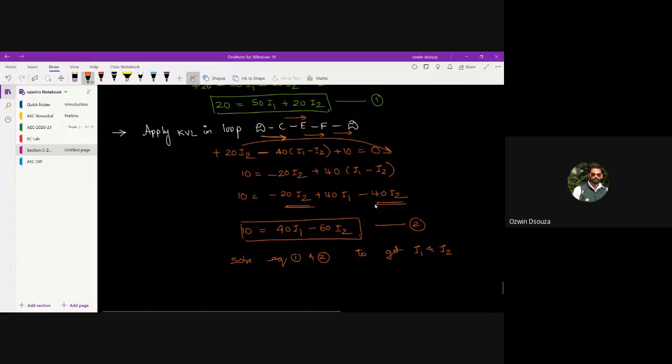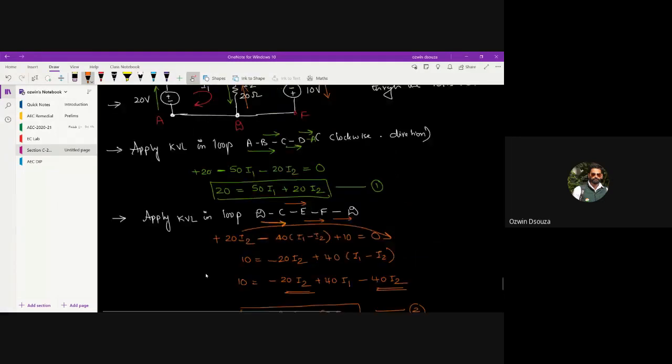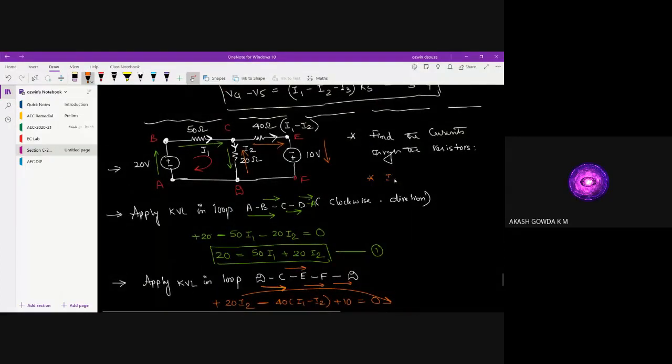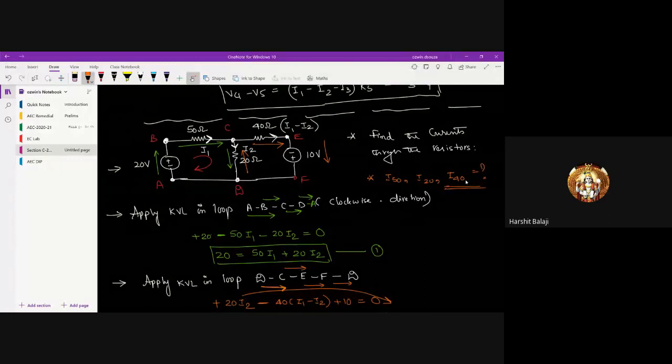So try to solve these two simultaneous equations. I know you can solve simultaneous equations. So the same method you applied earlier, apply over here also, and try to solve the simultaneous equations. Once you get I1 and I2, let me know what is the current flow through I50, I20, and I40. Please put your answers in the dedicated basic electrical module.